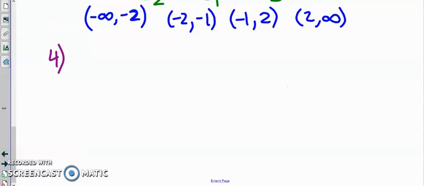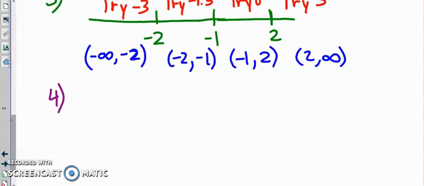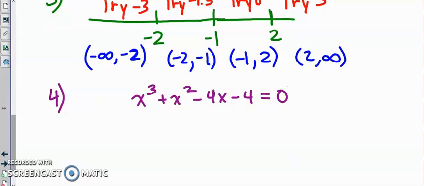Okay, so here we're going to substitute it into the original function that we did in step 2. So that function was, let me go back really quick, right here. So we're looking at putting everything into this function of x cubed plus x squared minus 4x minus 4 equals 0. Okay, so we're going to try these in, and again, if it's positive, that means it's greater than 0.